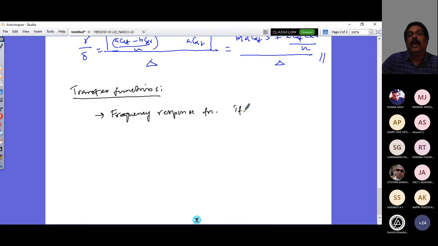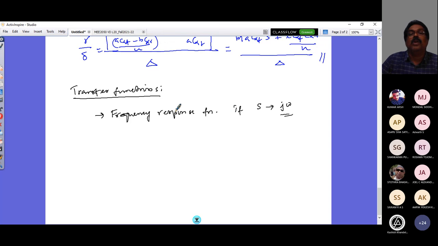Function, if I replace this S by J omega. The J omega, so omega is the frequency of excitation, what we have looked at. So this Laplace variable, if I change it by J omega in this, I have in the numerator S, and in the denominator S squared and so on. If I substitute that, I have my real part and imaginary part, and I'll have my magnitude and my phase angle.